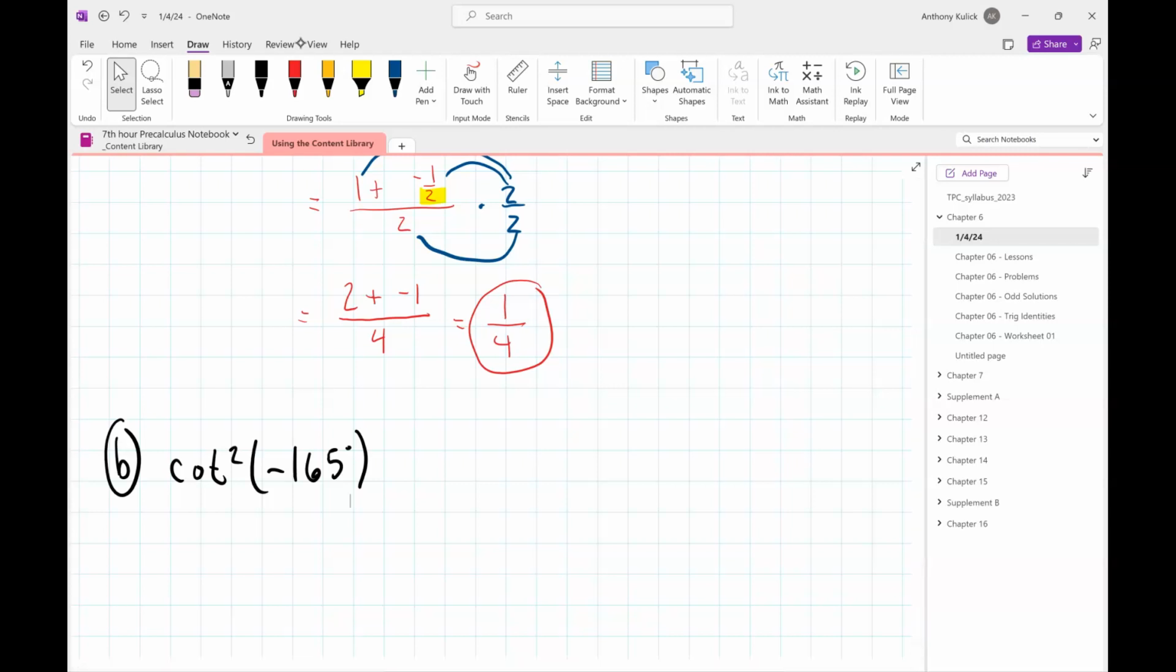What if we ask you for cotangent squared of negative 165? Again, we're supposed to be using power reducing identities. Do you guys see a power reducing identity for cotangent squared on your sheet? Uh-oh. What are we going to use?